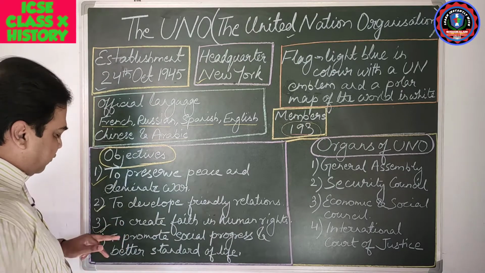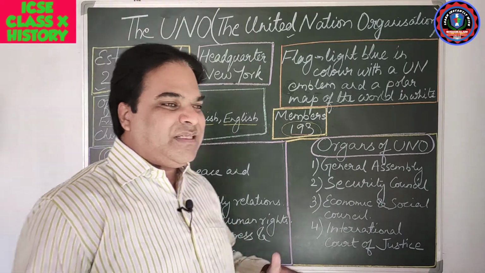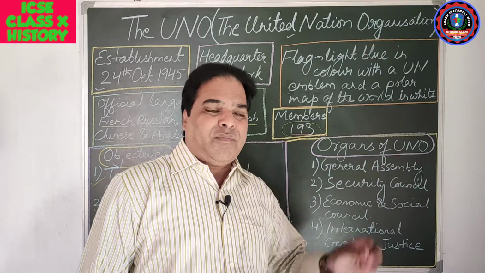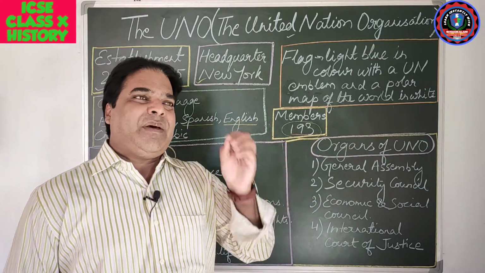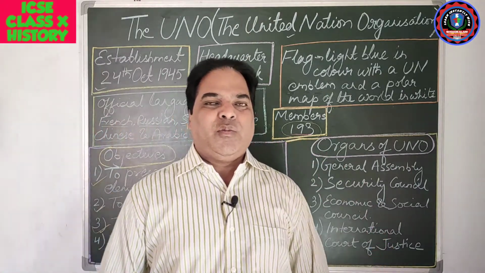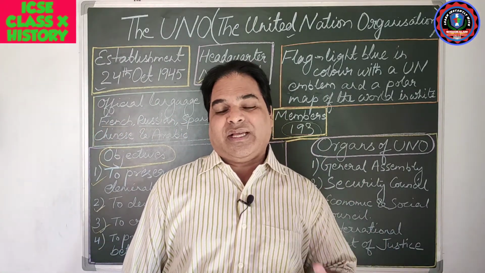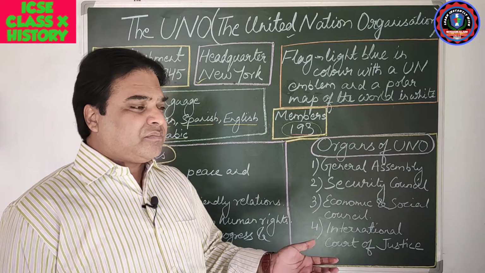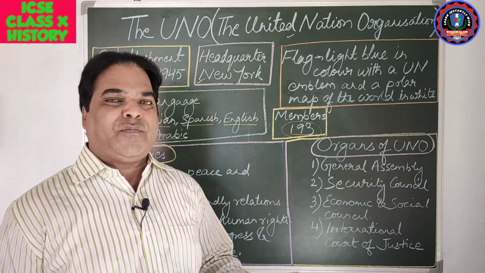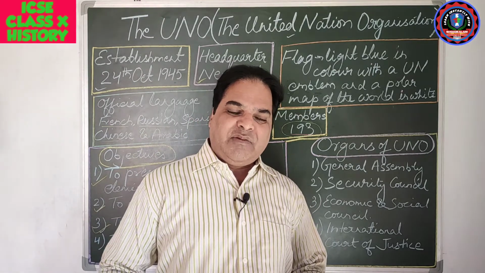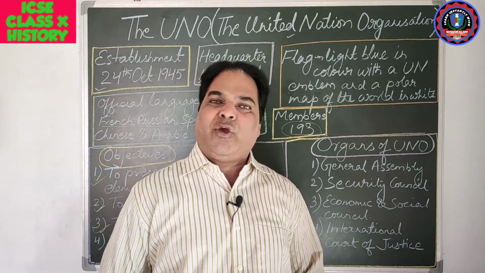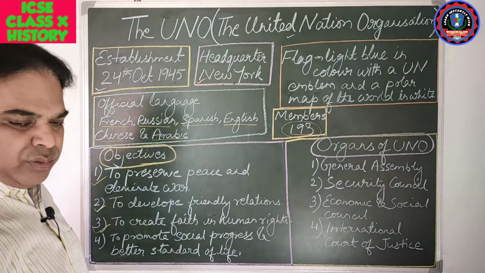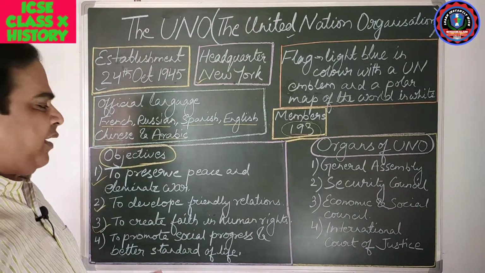Now, number three, you can see here, to create faith in human rights. That means every country should create faith in human rights. Human rights must be granted to the people of the respective countries. Each and every person living in different parts of the country must be given human rights. That is mentioned in the United Nations Declaration of Human Rights and in the Charter of the United Nations. Like we have got our human rights in the form of fundamental rights, our constitution has given us the fundamental rights. That is the rights given to the humans of our country, right? Different countries have given rights in different ways through the constitution of the respective countries.